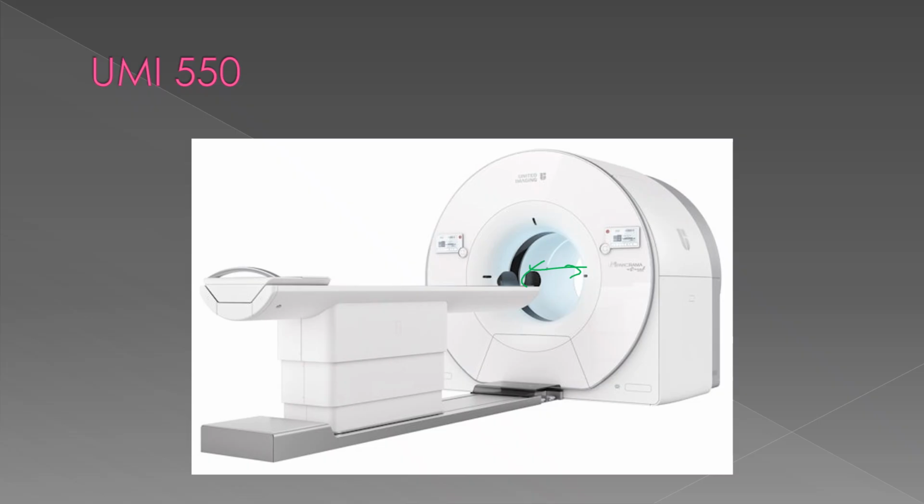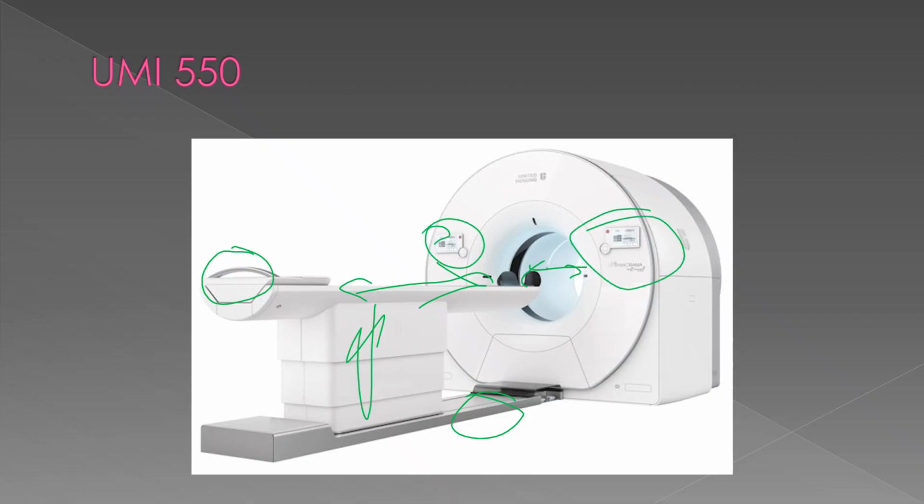They're excellent cameras. They have a manual release on the bed down there. Table moves in and out, up and down, has a little track down here. And then the inside of them is very similar to Siemens. And this is the control panel for those. So that's the UMI 550. There's quite a few models of that though.